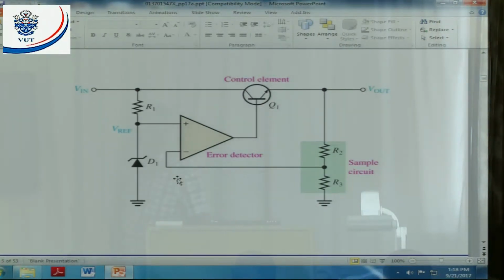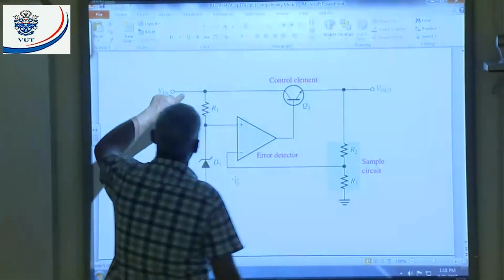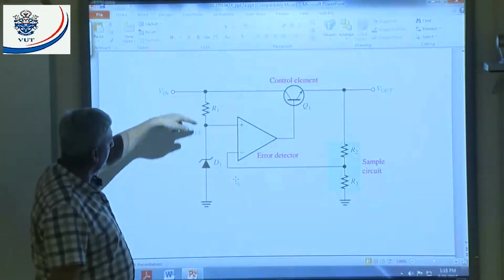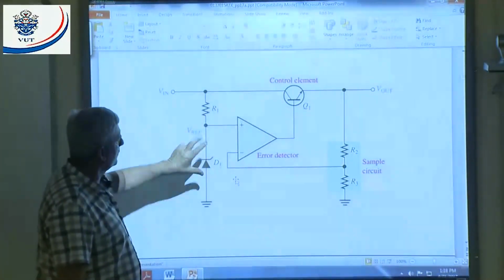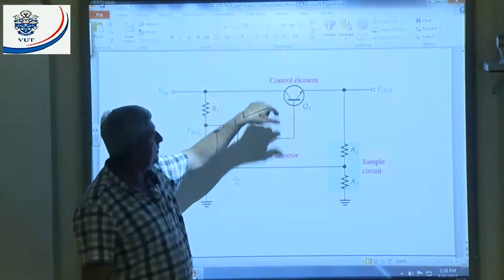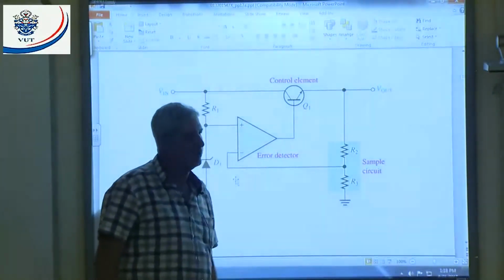Right, there's my complete linear series regulator. As I already mentioned, there's my reference. A resistor and a Zener diode will give me a constant voltage here. Error detector will be an op-amp. Control element will be a transistor. And my sampling circuit will be a voltage divider.